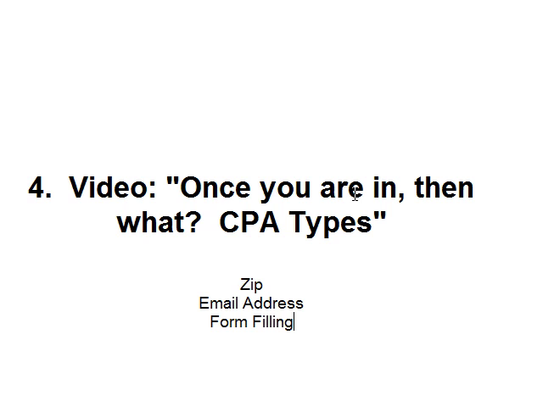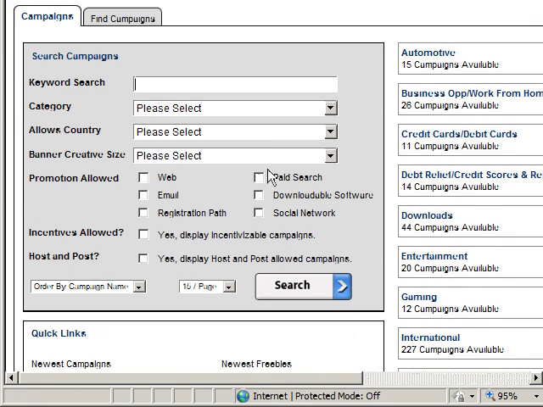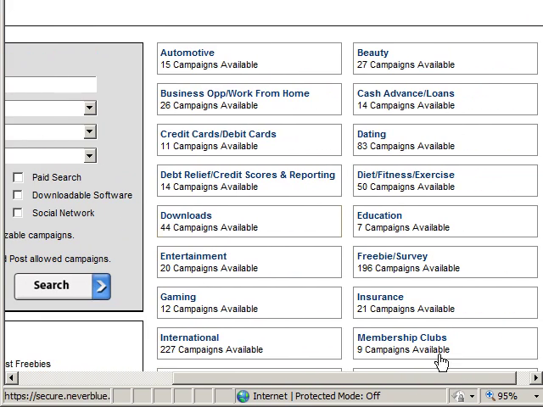Then we have form filling that are generally related to lead generation offers like financial offers, credit score offers, debt relief. And I'm going to go to Neverblue here just to show you what they're offering. And a lot of these things are lead generation. So whether you go to a dating site, for example, and you have to fill out, I'm a man looking for a woman and I am 20-something years old.